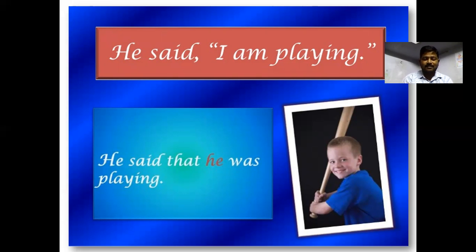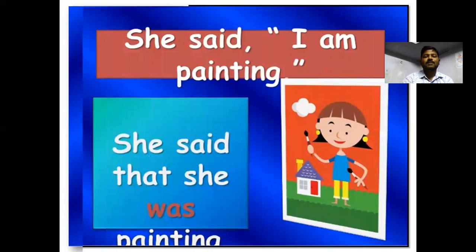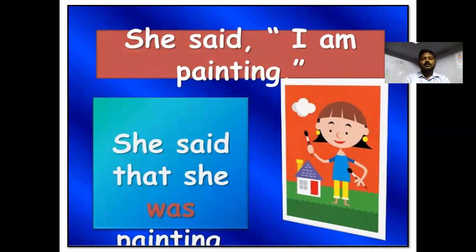And I say someone said that I am playing, and I am conveying the message to another person about the first person. He said that he was playing. So this way we have to understand. She said, "I am painting." She said that she was painting.